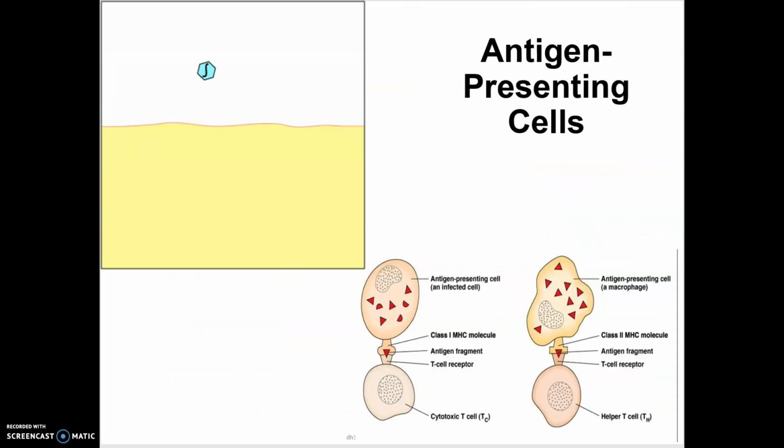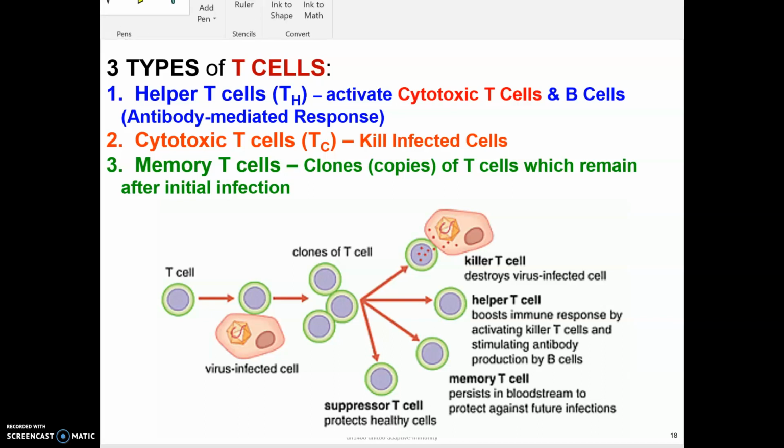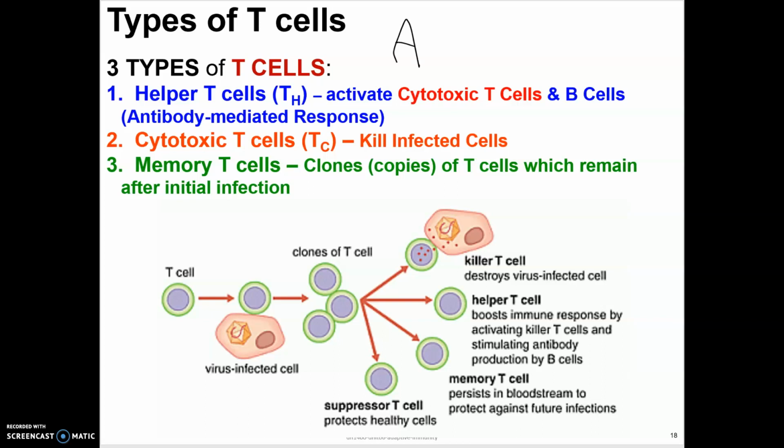Have a look at this little animation. It won't start for me right now, but you'll be able to see it on your notes. Once we get past the antigen presenting cells, and don't forget those guys, they're very, very important, like our first point of contact, we end up activating our T cells. Now we've got three types of T cells: helper T cells, cytotoxic T cells, and memory T cells.